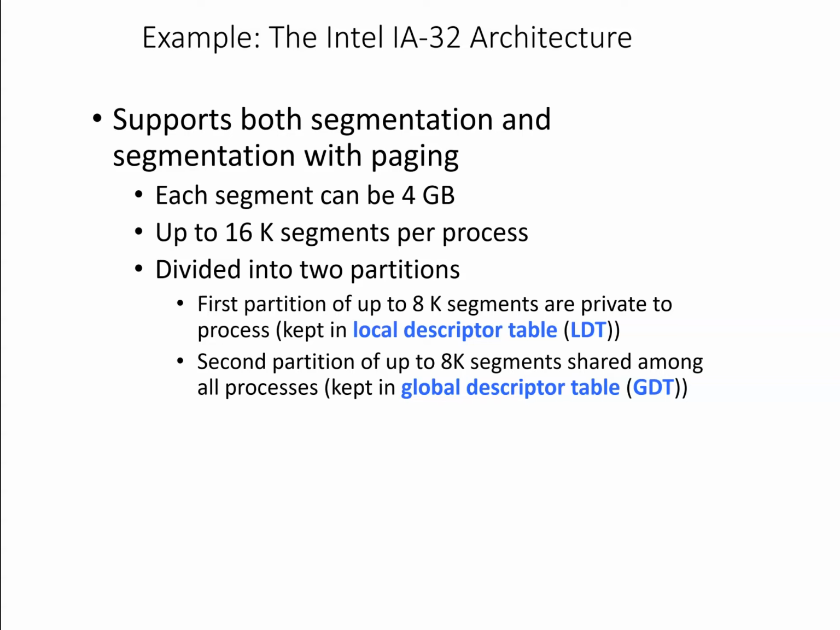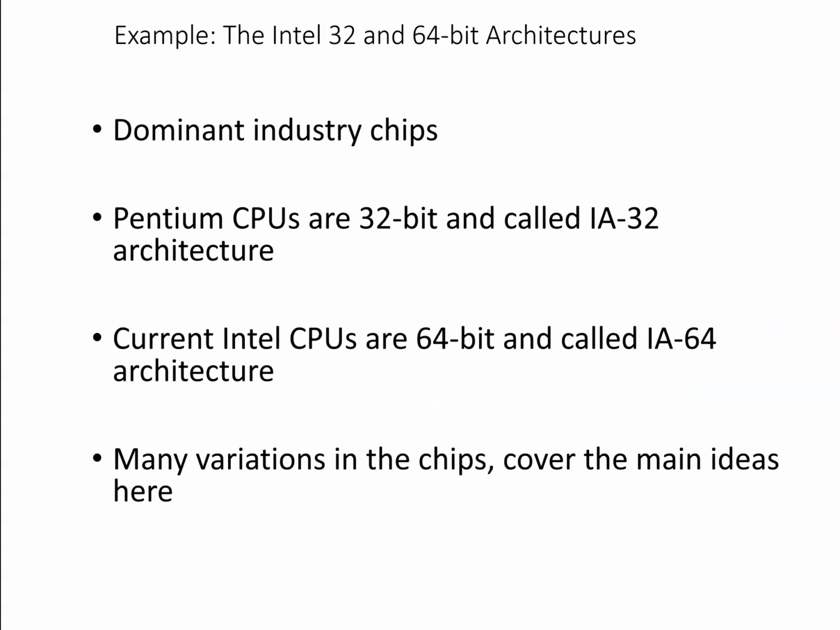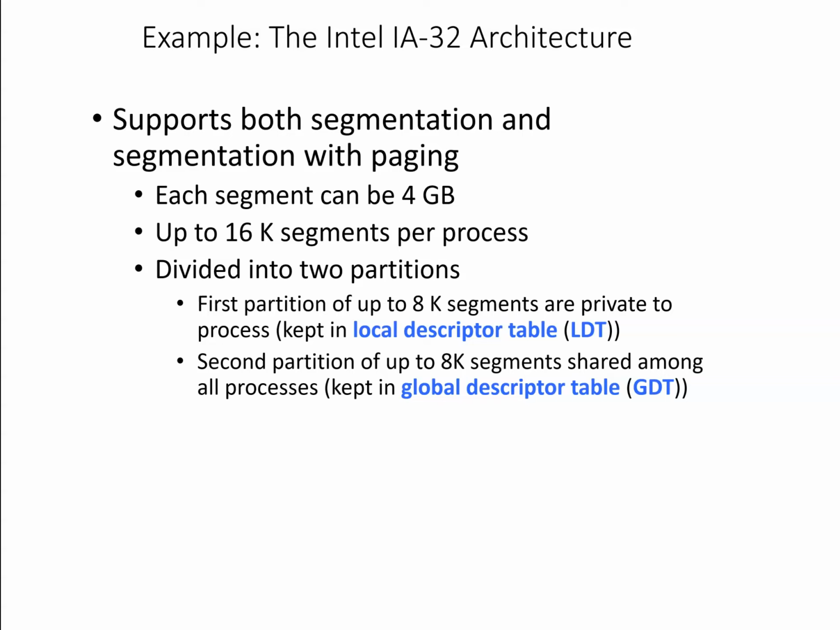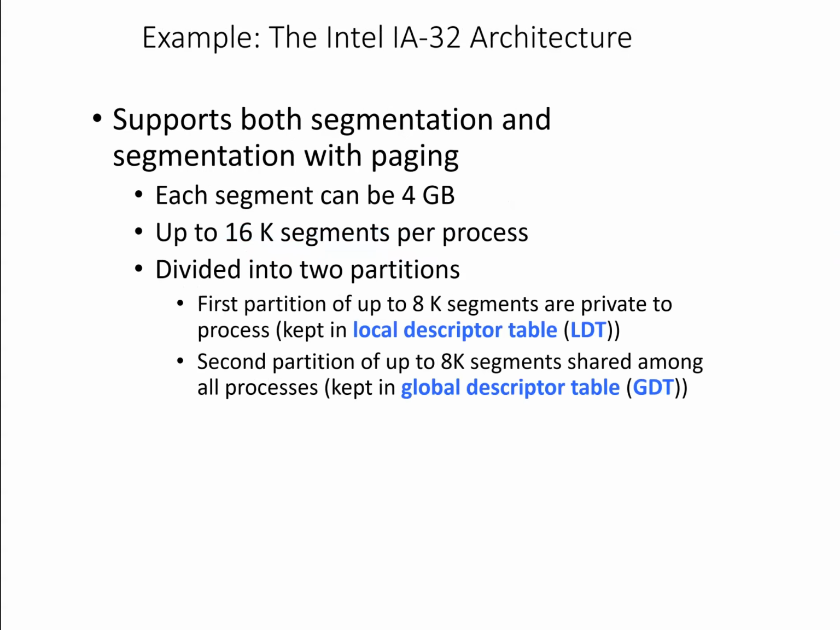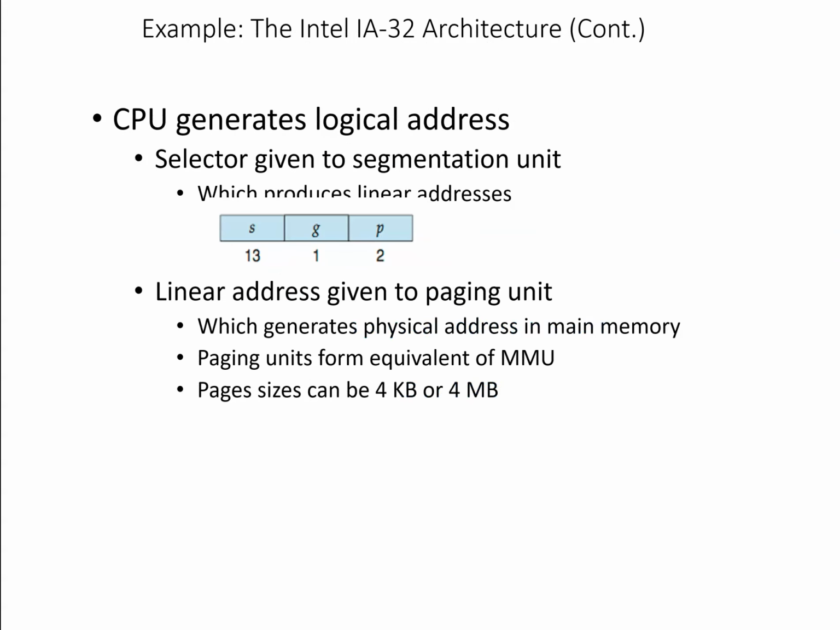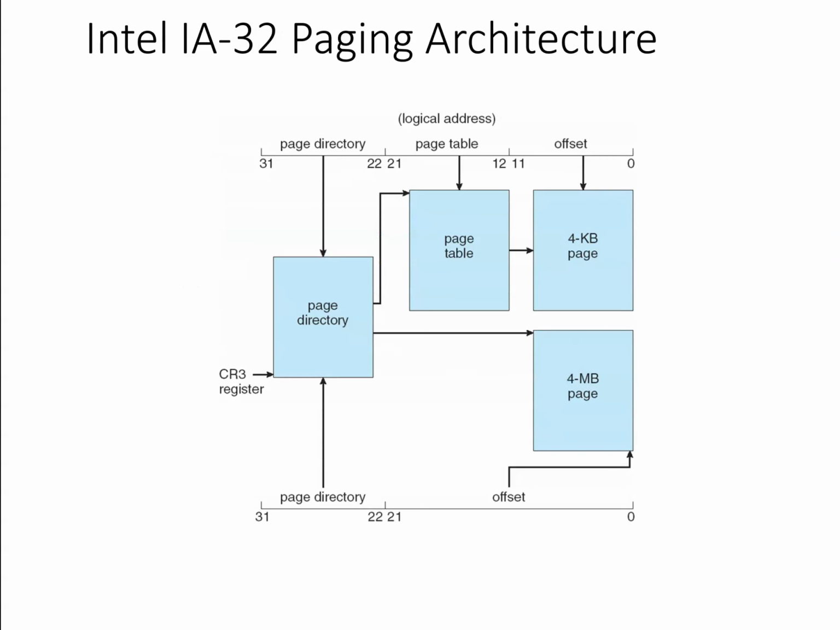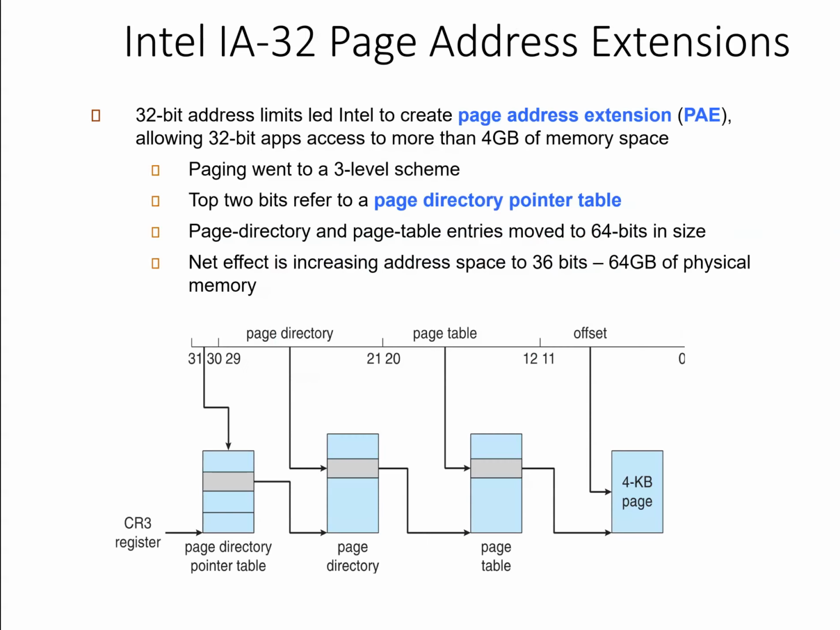It can be divided into 2 partitions. The first partition of up to 8K segments are private to a process. The second partition are shared among all processes and kept in a global descriptor table. So the selector is given to a segmentation unit which produces a linear address. The linear address is then given to a page unit which generates a physical address. And here's more details into how it actually works.